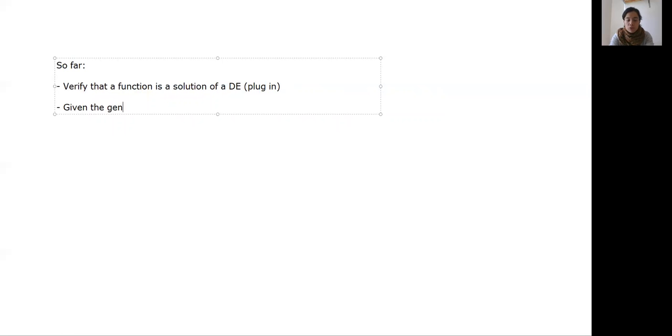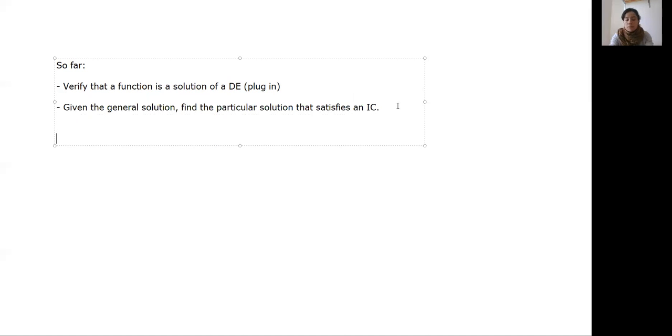The next thing that we knew how to do is, given the general solution, we have a way of finding whether there is a particular solution that satisfies a given initial condition. So given the general solution, we can find the particular solution that satisfies an initial condition. Right, so we just set an equation and then we try to solve that equation. So that's what we've done with differential equations until now.